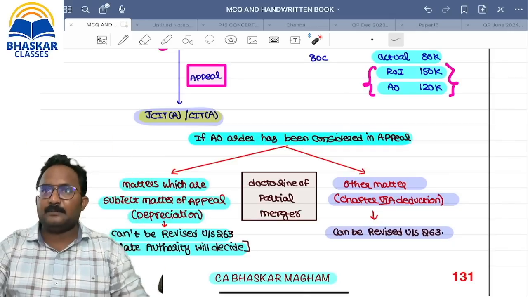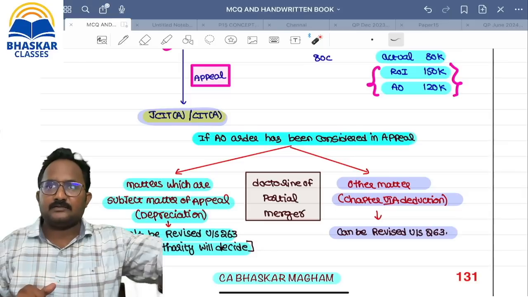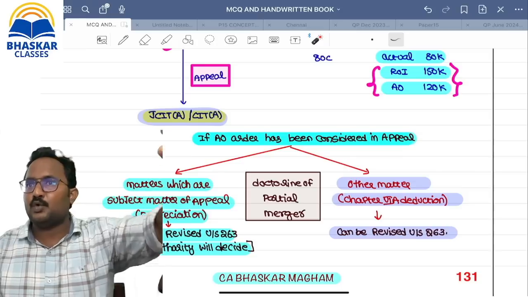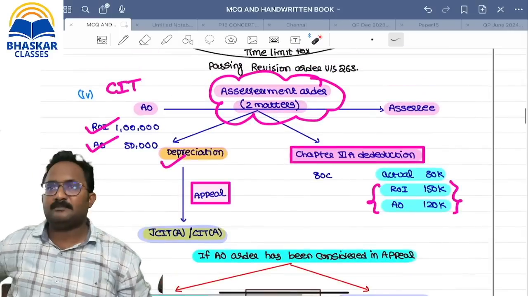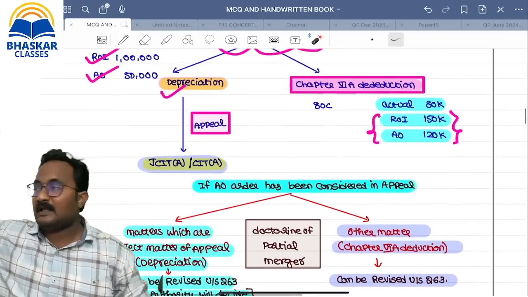Sir, every assessment order contains a lot of matters. No need to go with the total matters for that appeal. You can select 2 or 3 matters. With respect to those 2 or 3 matters only, you can make an appeal. Those matters are called the subject matter. In this example, what is the subject matter? Depreciation. Subject matters of an appeal will be decided by whom, ma? Appellate authorities.